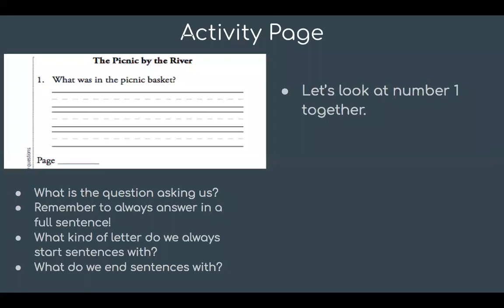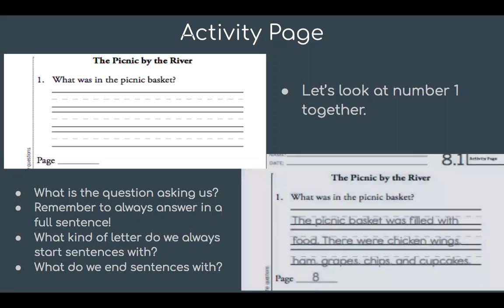Did you say what was in the picnic basket? Yes. But remember, we have to always answer in a full sentence. We can't just list out chicken wings and grapes. We have to put it into a sentence. And what kind of letter do we always start sentences with? That's right, a capital letter. Every sentence you write needs to have a capital letter as the first letter. And what do we end sentences with? Yes, we end sentences with periods.